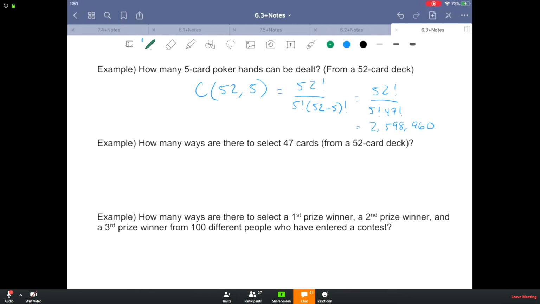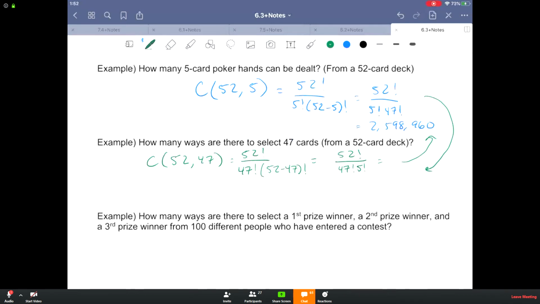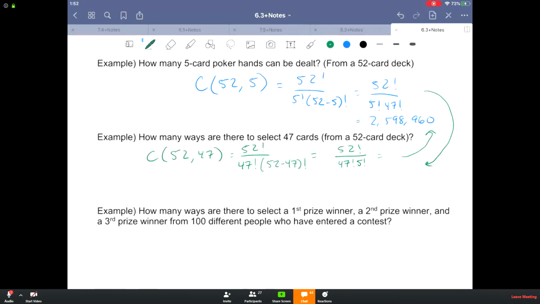All right, for the next part, how many ways are there to select 47 cards? You still have your 52 cards, but this time you're picking 47. The order still doesn't matter. So writing it out with the formula, you get 52 factorial over 47 factorial times 52 minus 47 factorial. You should notice something about this number. It is the same as what you had above. These two numbers are the same. You get a lot of that happening with combinations and permutations. At the end of 6.4, you'll see us build Pascal's triangle, and you'll see where they are the same.